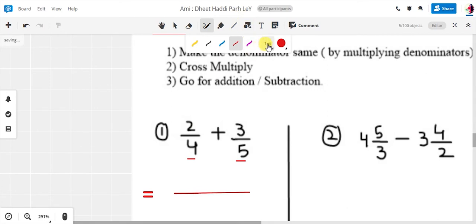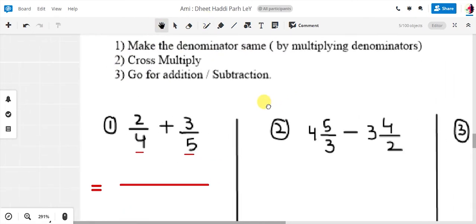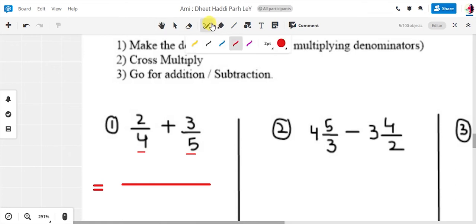What is the first step? Make the denominator the same by multiplying the denominators. These are our denominators, 4 and 5. Multiply them. So 4 times 5 is 20. Now the second step is cross multiply. You simply have to cross multiply. You have to make a cross like this, right?